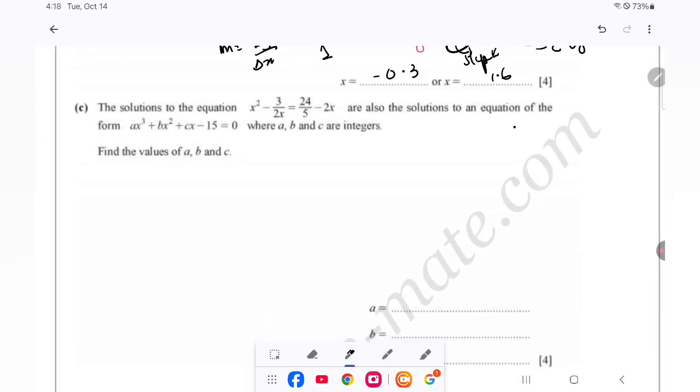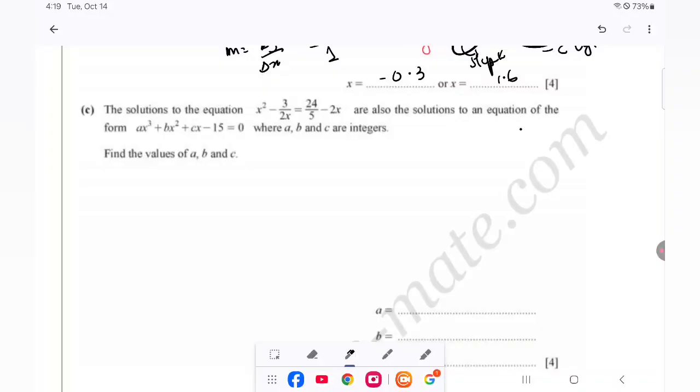Now in part 3, the solution to the equation x squared minus 3 over 2x equals 24 over 5 minus 2x are also the solution to an equation of the form ax cubed plus bx squared plus cx minus 15 equals 0. So we have to solve this equation further to get it in the form of this. For that, we have to simplify it and arrange the equation.